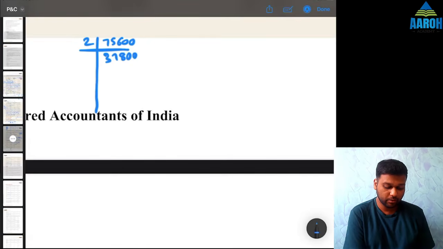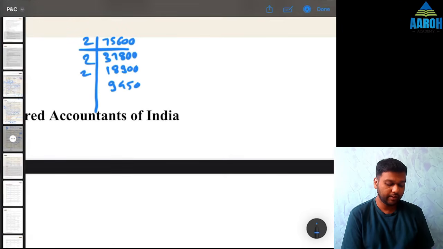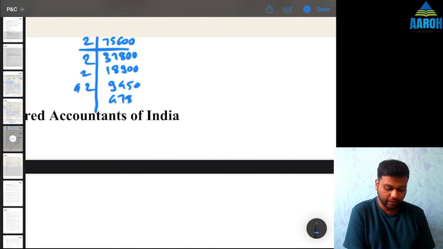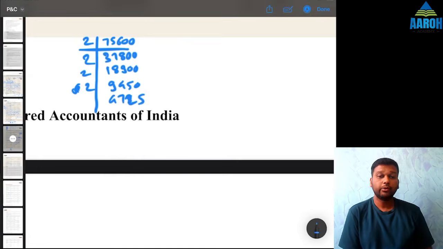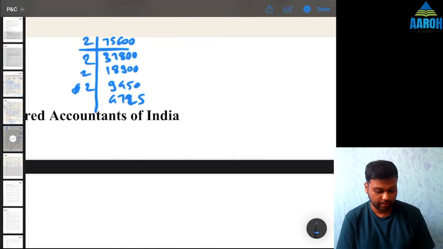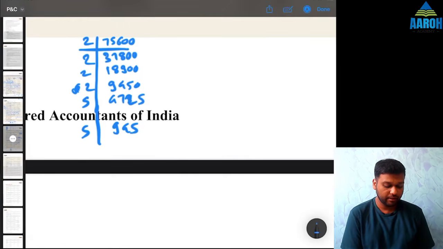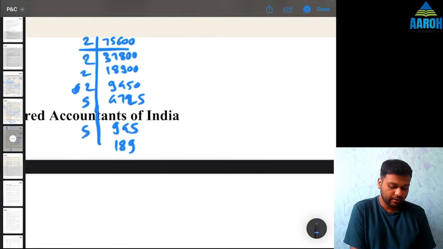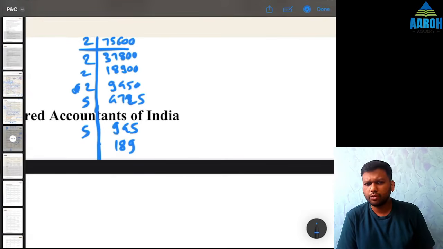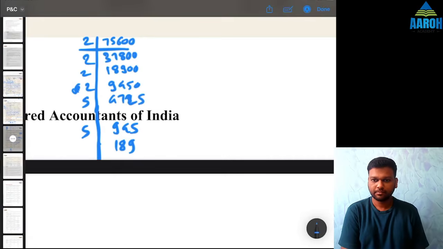Again you can divide by 2. So 18,900. Again you can divide by 2. So 9450. Again you can divide by 2. So 4725. Now you can divide by 5. You cannot divide by 2, right? So but 5 is a prime number. You can divide by 5. So that gives you 945. Again you can divide by 5. That gives you 189. Can you divide 189 by 5? No. But you can divide by 3.